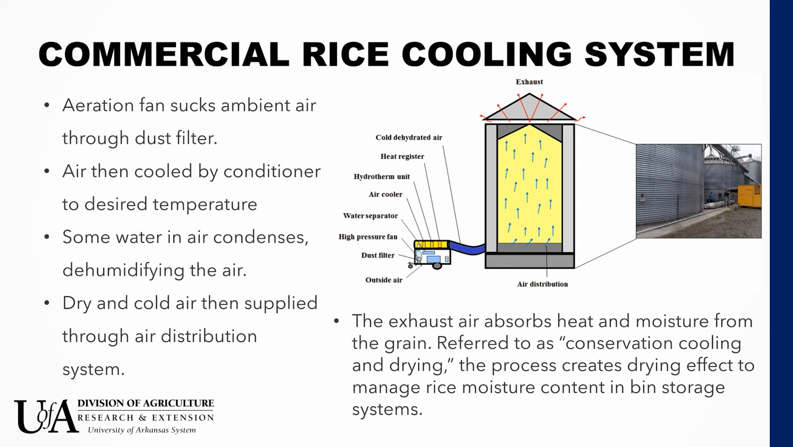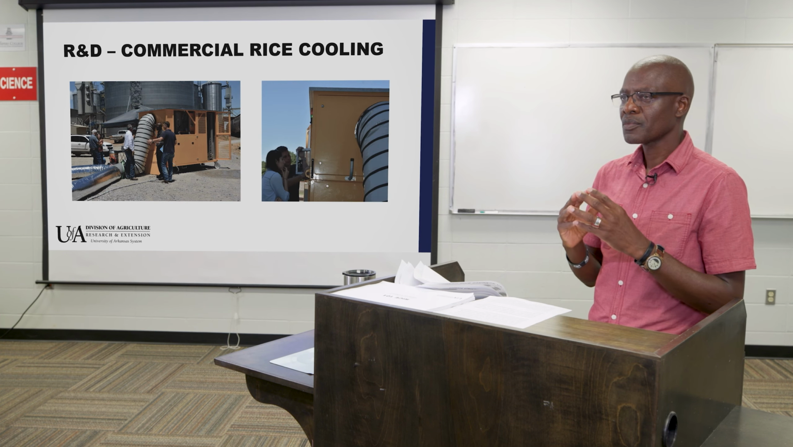In this commercial rice cooling system, first of all, an aeration fan sucks ambient air through a dust filter. Then the air is cooled or conditioned to the desired temperature. And during that process, some water in the air condenses, thereby dehumidifying the air. That dry air, when it's supplied through the grain, is going to remove some moisture from the grain as it cools the grain. Now that process technically is called conservation cooling and drying. And in the next slide, I just want to demonstrate some of that.